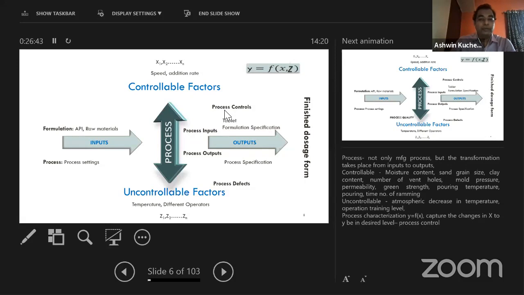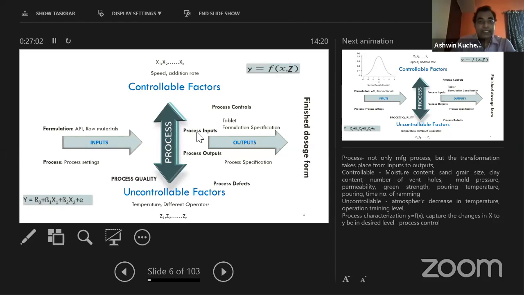During lubrication, I will consider lubrication time, number of blending, and number of RPM. These will be my different process variables. Once these process variables are set, I can say that my process is a quality process, and this quality process will give me a quality dosage form.